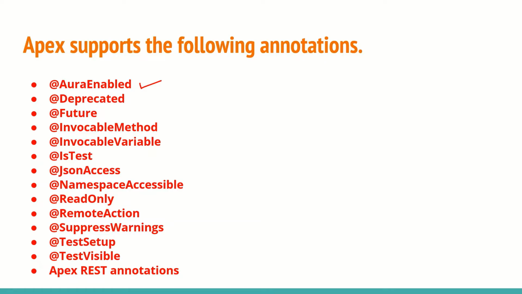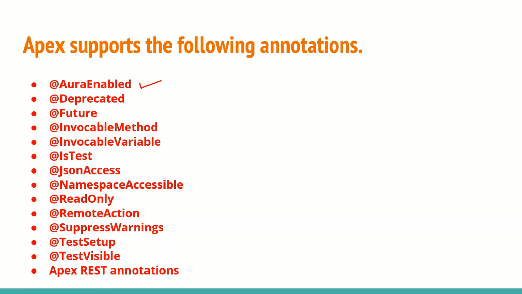Then we have future, InvocableMethod, InvocableVariable. InvocableMethod we majorly use when we call a particular Apex class from Process Builder or flows. And then we have JsonAccess, ReadOnly, RemoteAction, TestSetup to set up the test data, and TestVisible. If that particular variable should be visible in the test class, or whenever we are writing the test. Then we have REST annotations, some of the REST annotations for API communication to another system.